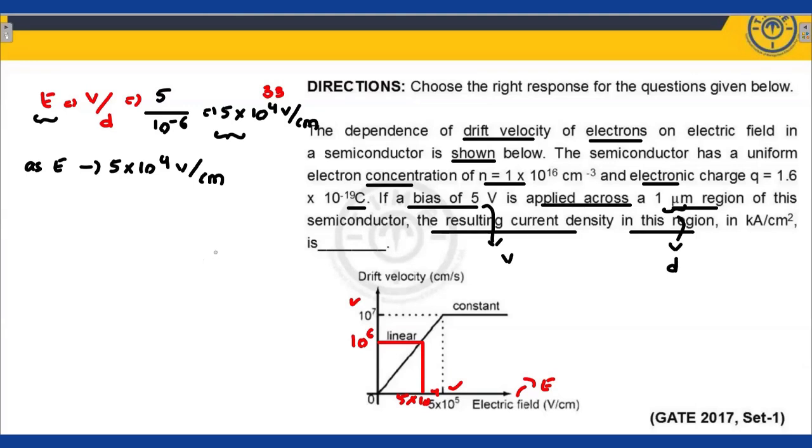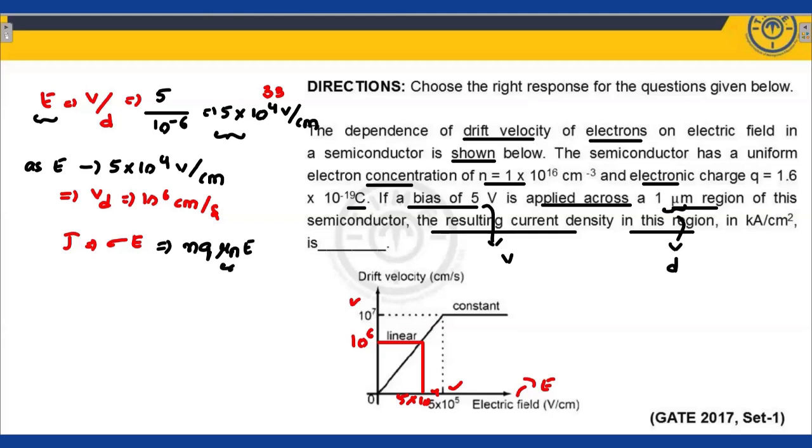So this is the value, and VD is equal to 10 power 6 centimeters per second. Then substitute into the current density: J is equal to rho into E. Then it will be N into Q into this value here.